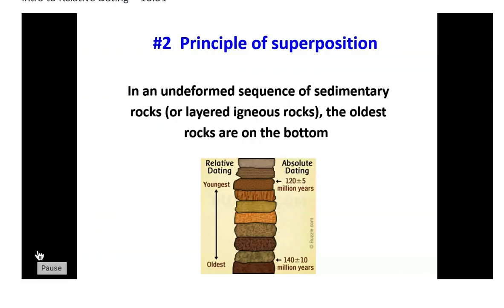And that simply states that in an undeformed sequence of sedimentary rocks, right, they could also be layered igneous rocks. In an undeformed sequence of rocks, the oldest rocks are on the bottom. Those are the rocks that were deposited first. And the rocks on top of those are younger, right? And we can apply this through a whole sequence of rocks where the oldest are on the bottom, the rocks become successively younger, and the youngest rocks, right? The youngest rocks are those on the very top.